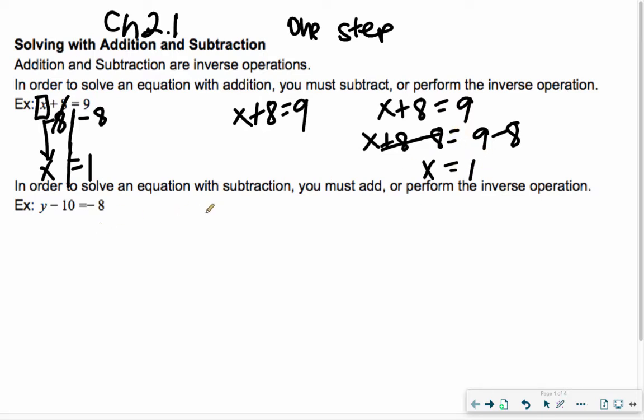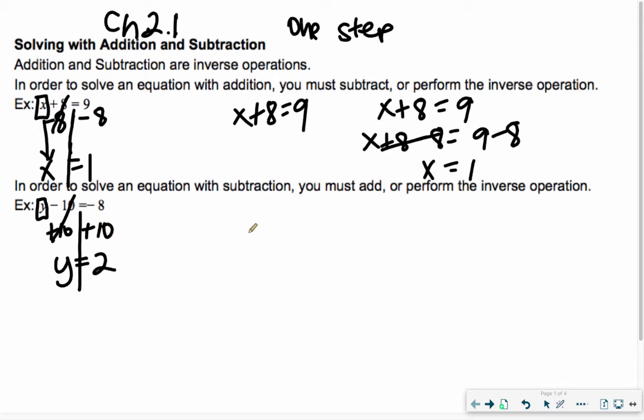So it's going to be the same thing when we have subtraction. We're going to put a box around our variable, and we're going to draw a line down from our equal sign. So then we see, okay, what do we need to get rid of here? We have a minus 10 here. And so the inverse of subtraction is addition. So I'm going to add 10 to both sides. Negative 10 plus 10 is 0. So I bring down my y. My equal sign stays on the line. Negative 8 plus 10 is 2.